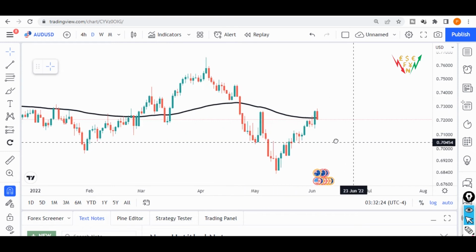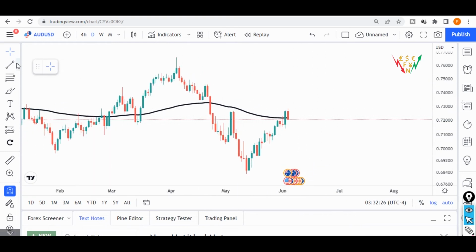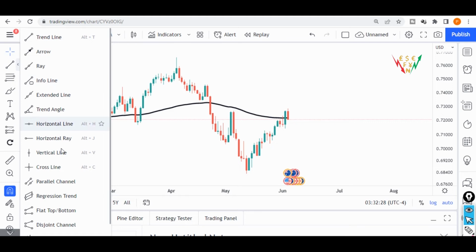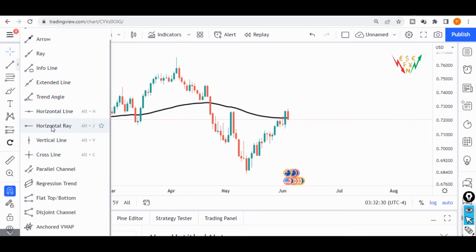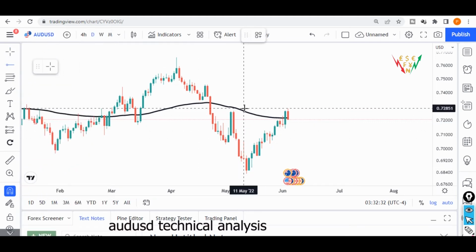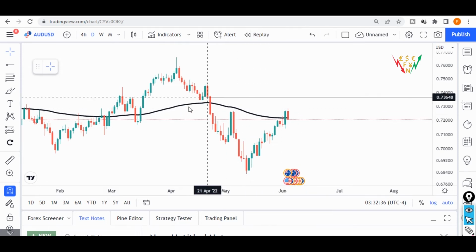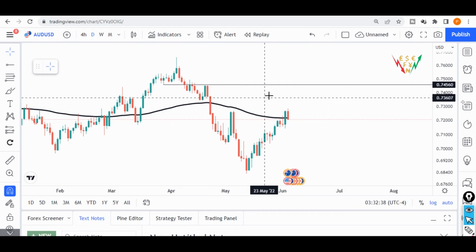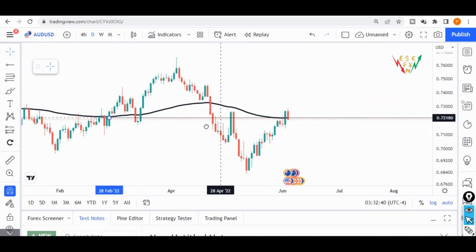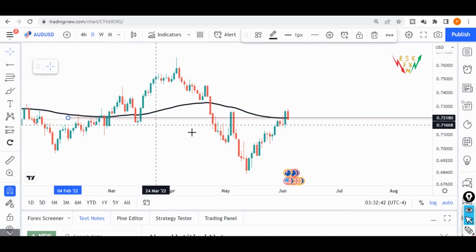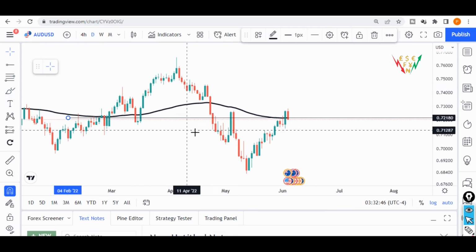So for last week, what happened here was quite something else. Our forecast wasn't that right, because this was what happened in the market. We were actually waiting for this level.